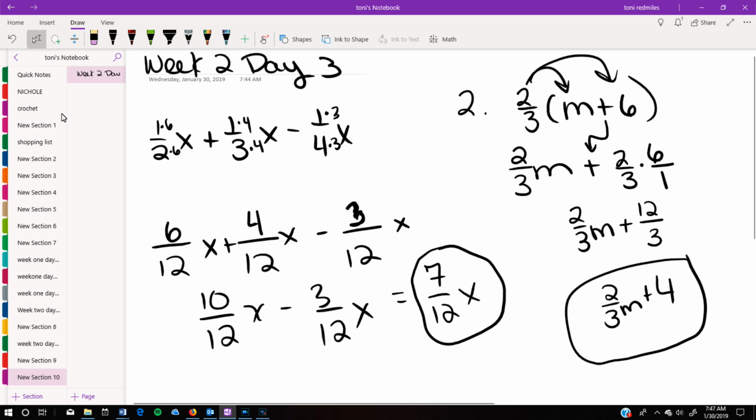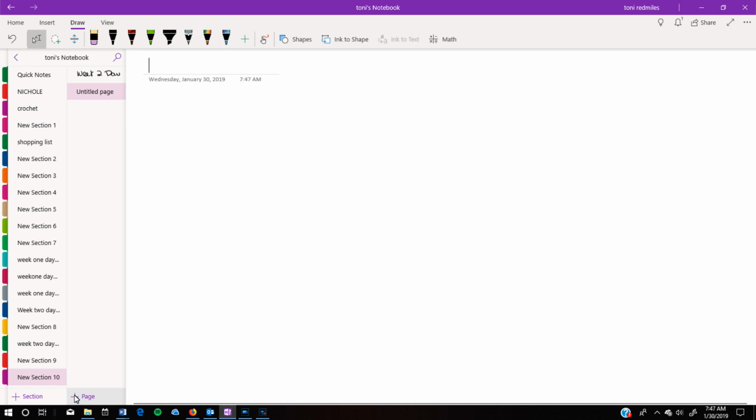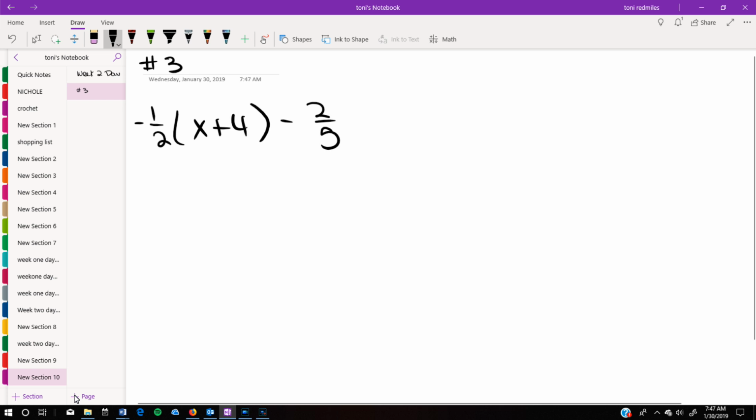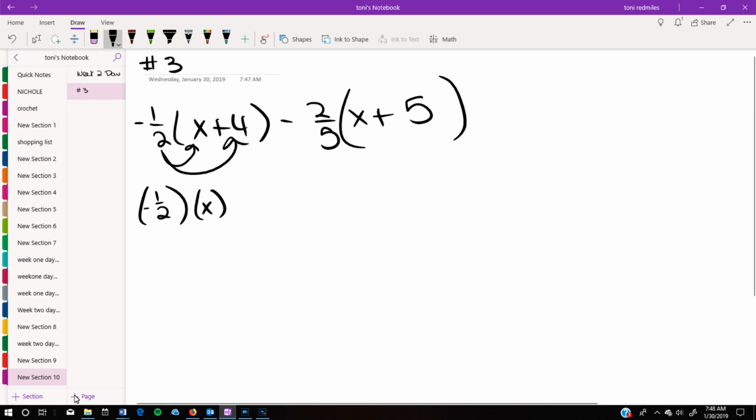All right, next one is a big one. Okay, so this is number 3, and it's probably going to take up this whole screen because it's fairly big with some complicated fractions. All right, first thing I need to do is my distributing. So I'm going to take -2 times everything on the inside. So -2 times the x, drop down my plus, -2 times the 4.